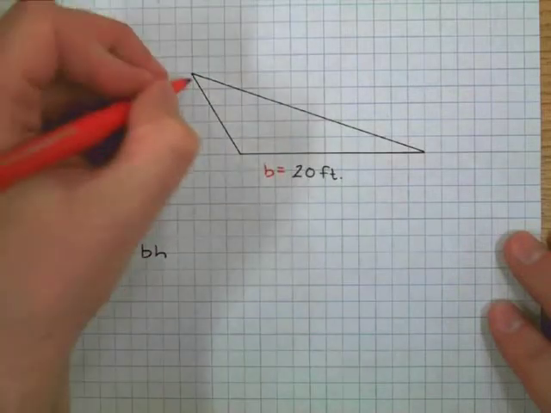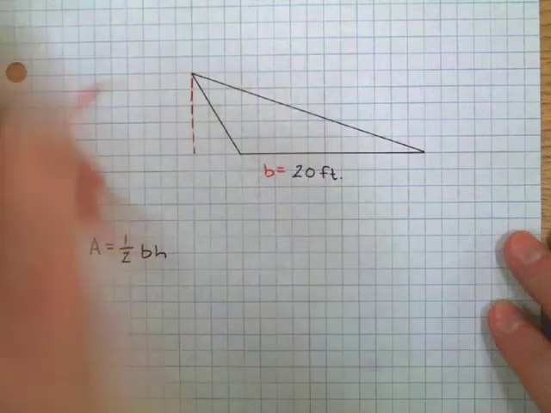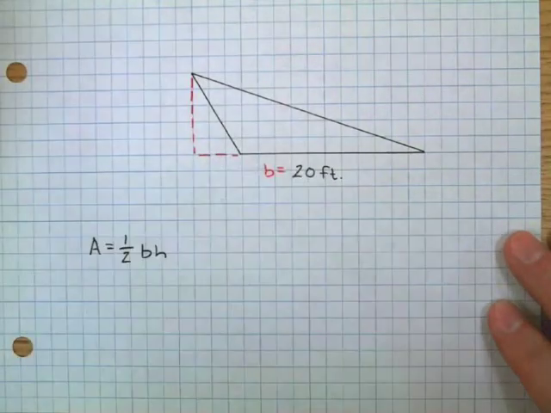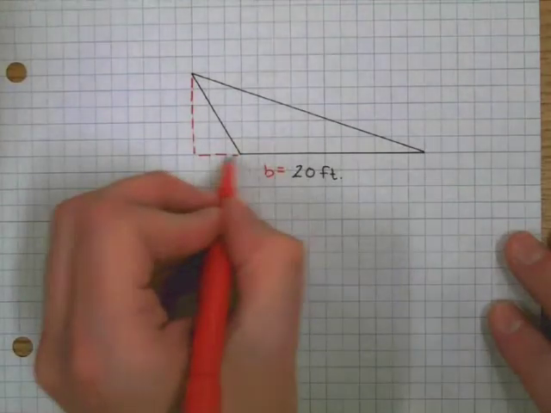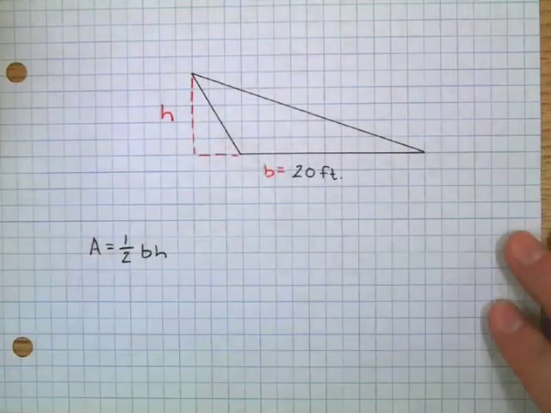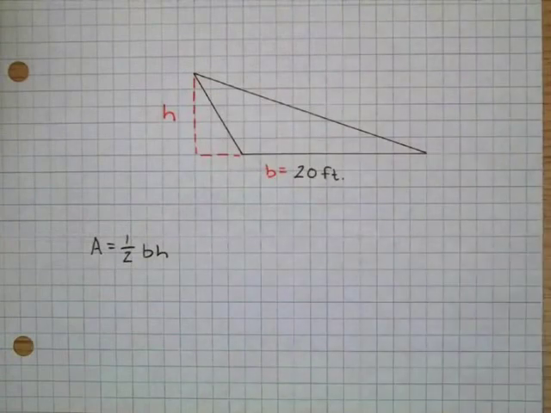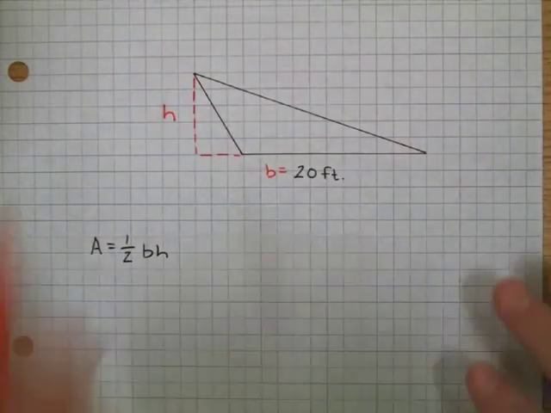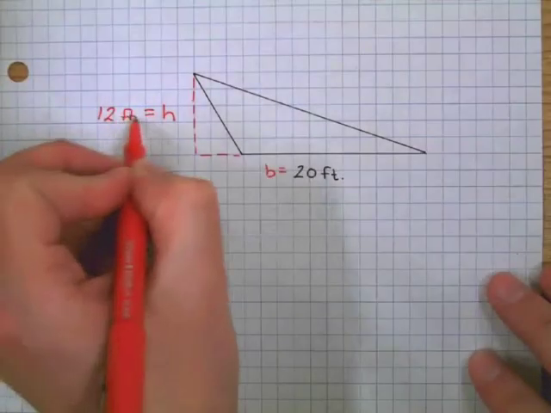Well, we can actually figure this out, go outside of the triangle, and this distance right here, because if we just sort of pretend that we're extending our base out a little bit, this would be our height. And let's say our height in this case is 12 feet. So we'll say our height is 12 feet.